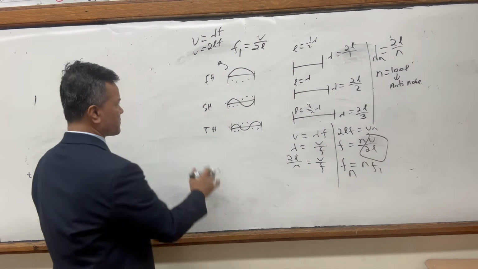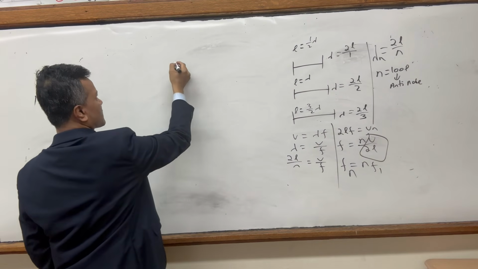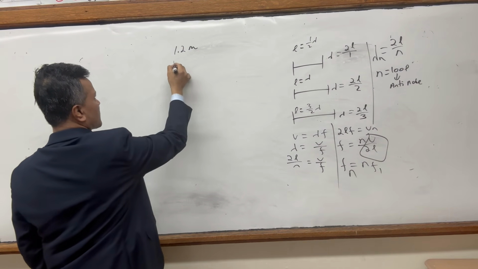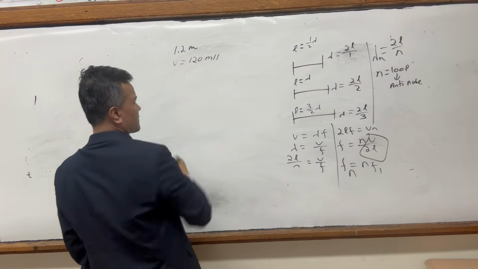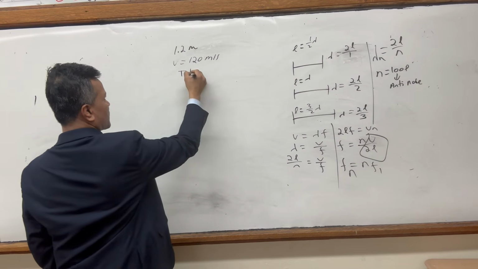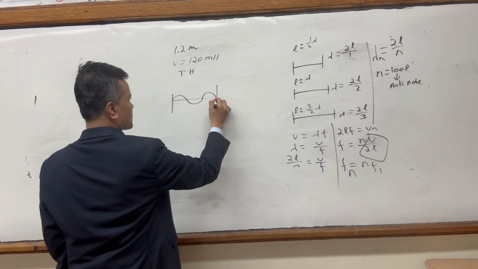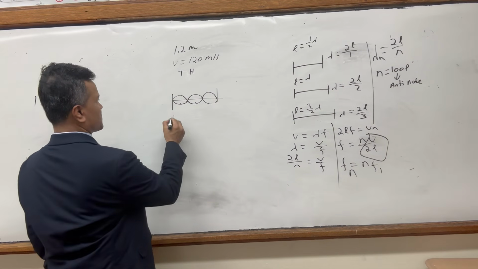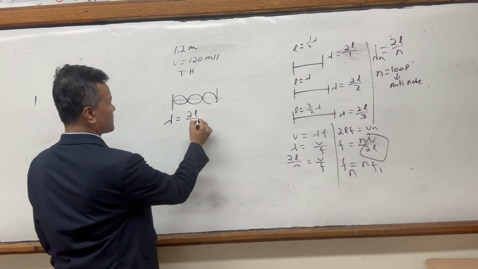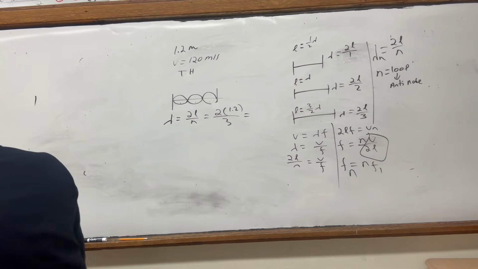All right, let's go over a very simple problem. Let's say I give you a string that is 1.2 meters long, and the velocity is 120 meters per second. You're going to find the wavelength, and they say third harmonic. So what is lambda? Lambda is 2L over n. So 2 times 1.2 divided by 3. How much is this?